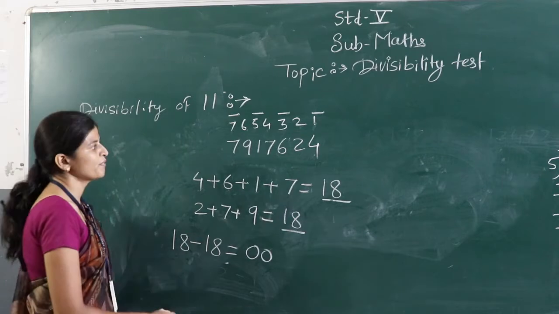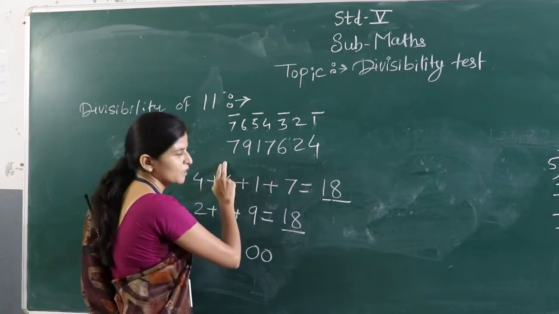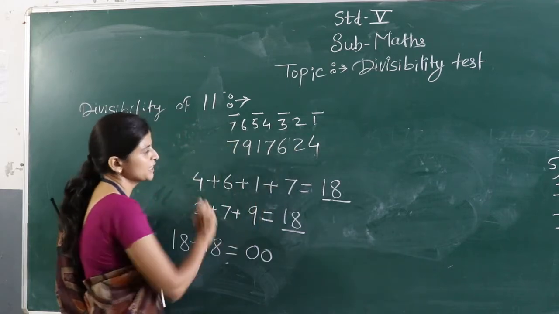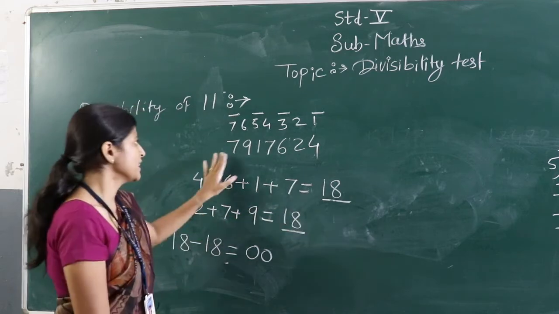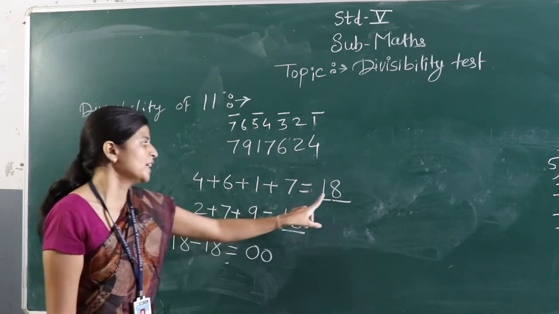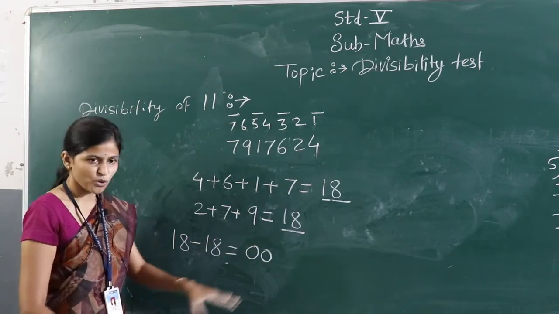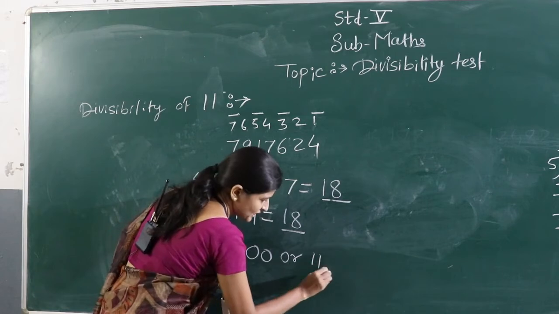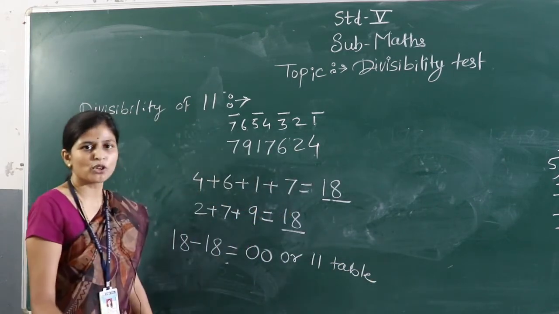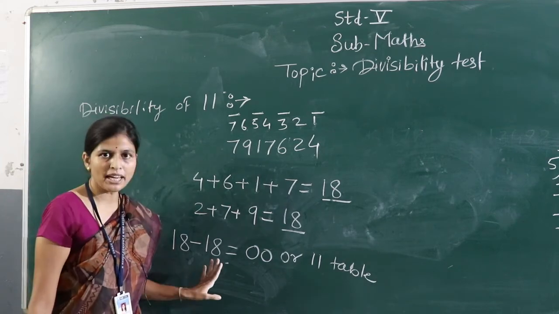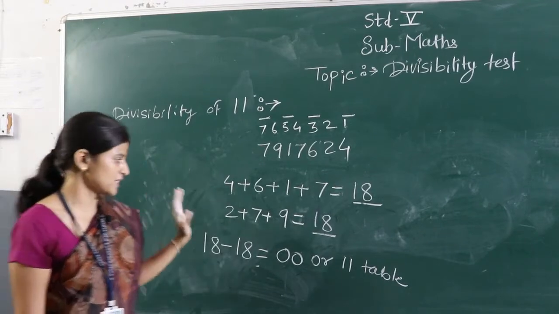What is the divisibility of 11? Divisibility of 11 is a little different. We first have to number the whole number, number the digits. Then we add the odd number digits, and the even number digits we again add. Once the additions come, we subtract them. If the answer comes 0 or in 11's table, that is 11, 22, 33, 44, then the number is divisible by 11. Otherwise the number is not divisible by 11.